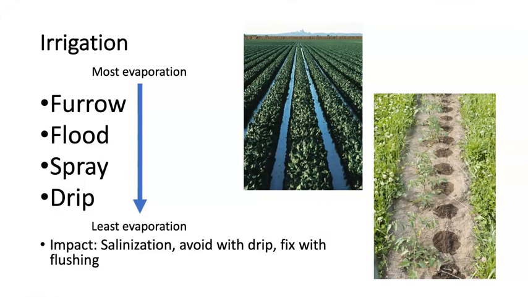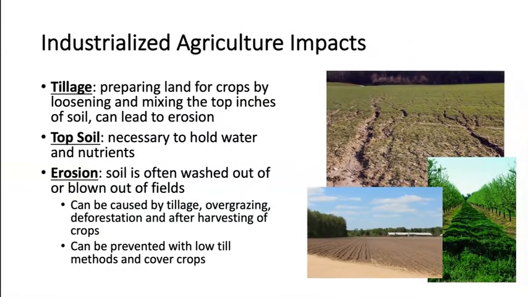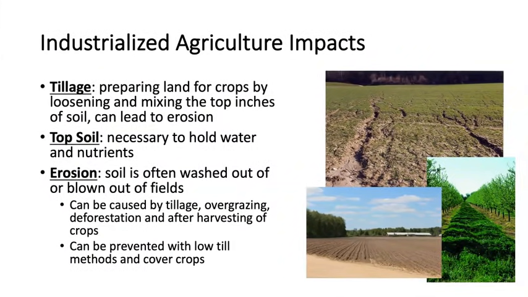We'll talk about salinization in just a minute, but again, drip irrigation will be your best way to avoid it, and then we can try to fix salinization if it occurs with flushing. But the problem with that is you are applying more water to a field, and that could potentially leave minerals behind on its own as well. Other issues that can come up with agriculture include tillage, the biggest problem being erosion.